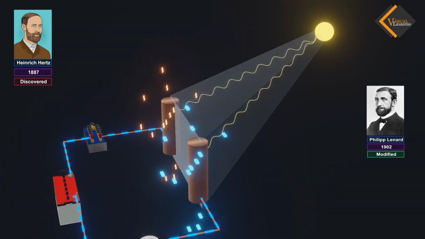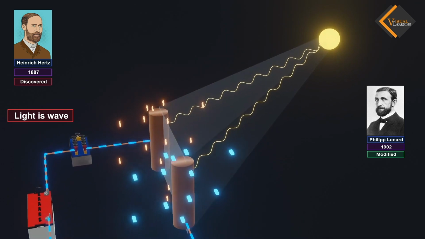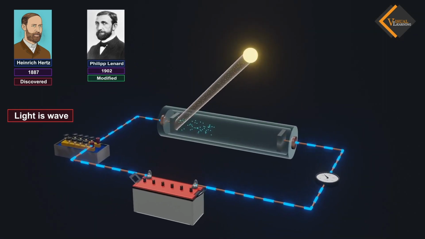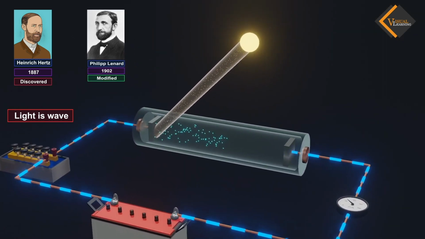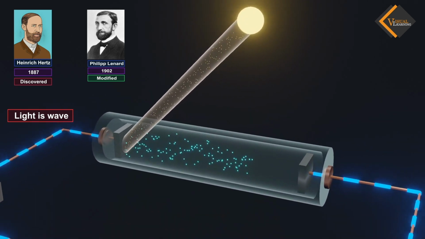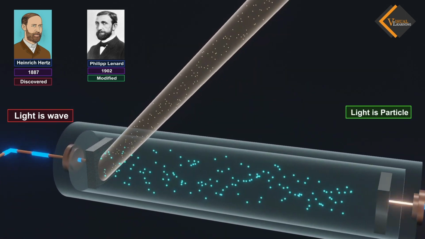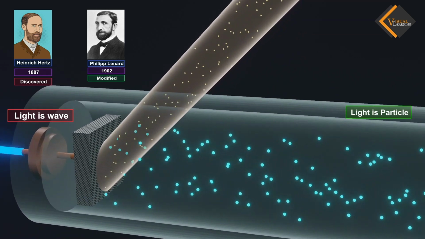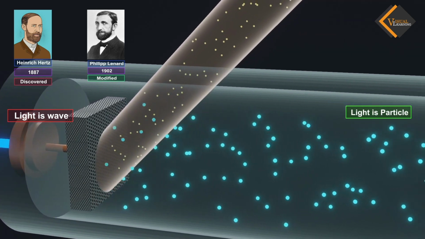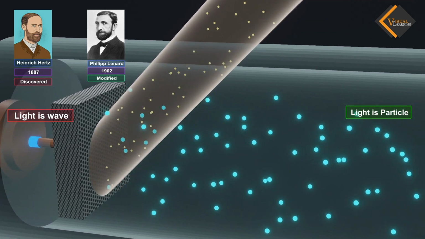Before this experimental study, light was considered to have wave nature. However, after the discovery of the photoelectric effect, it was found that light also has particle nature. Due to this discovery, classical physics could not explain this phenomenon.